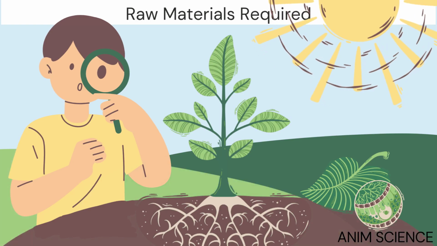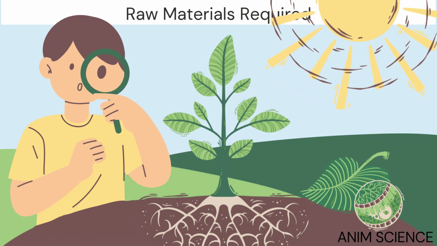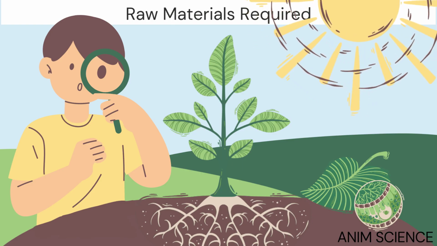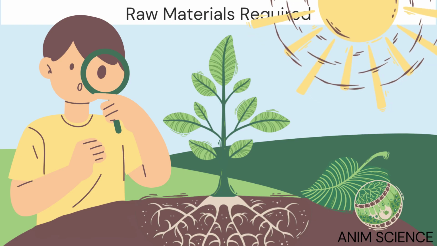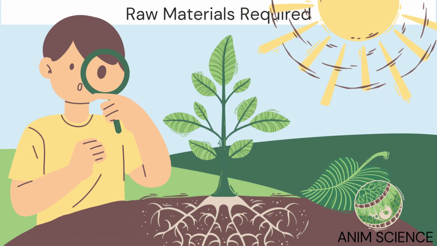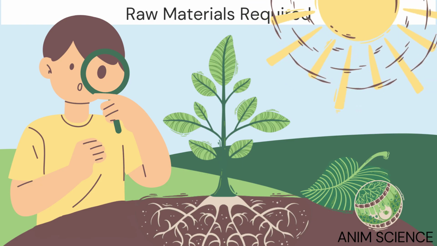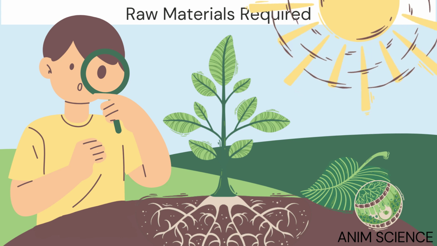Now let's take a closer look at the raw materials required for photosynthesis. For this process to happen, plants need four main things. First is sunlight. Sunlight is the primary source of energy that drives the entire process of photosynthesis. Second is water. Water is absorbed by the roots from the soil and transported to the leaves, where photosynthesis takes place. Third is carbon dioxide.